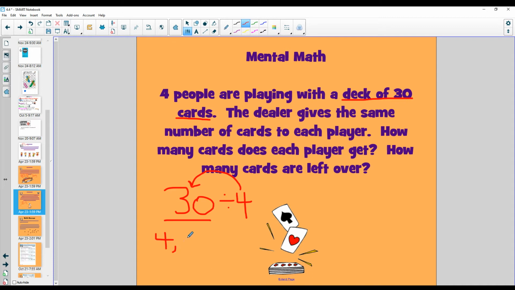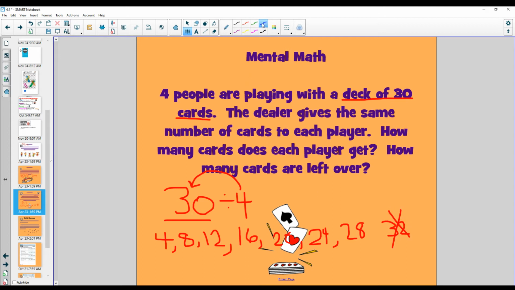4, 8, 12, 16, 20. We're getting closer. 20, 24. I'm counting on 24, 25, 26, 27, 28. Uh-oh, I can't go another 4. 28, 29, 30, 31, 32. And I don't have 32 cards, so I can't do that.